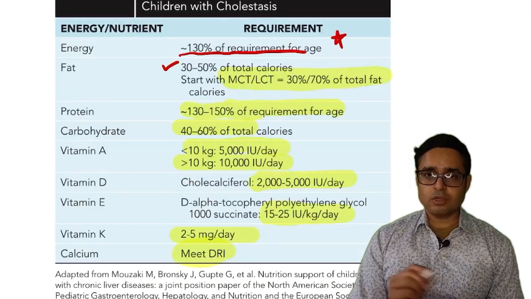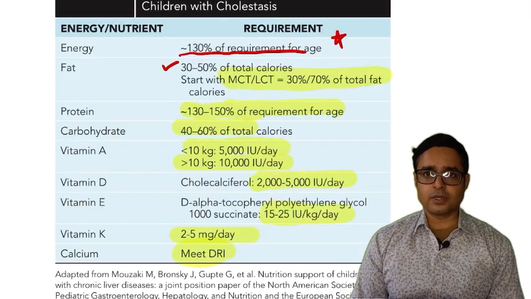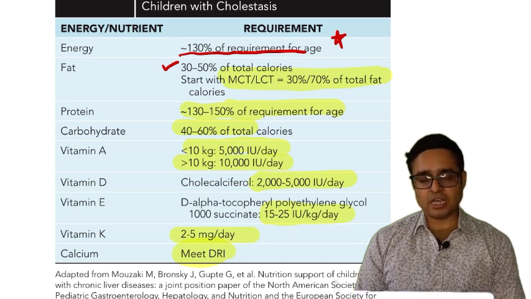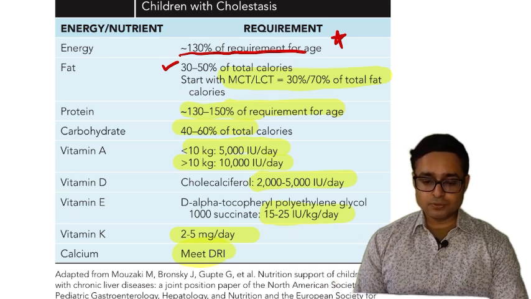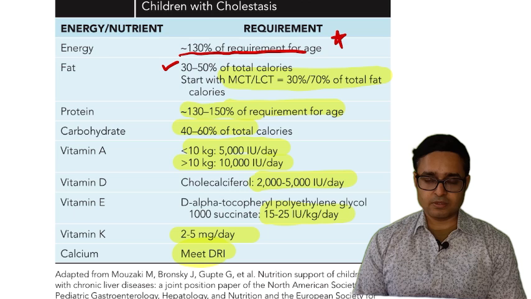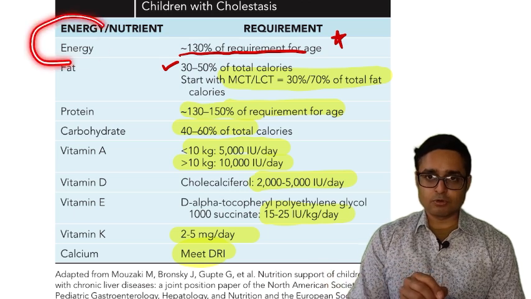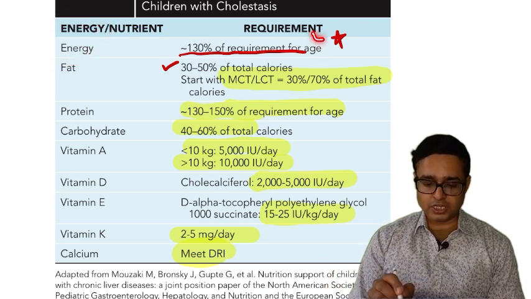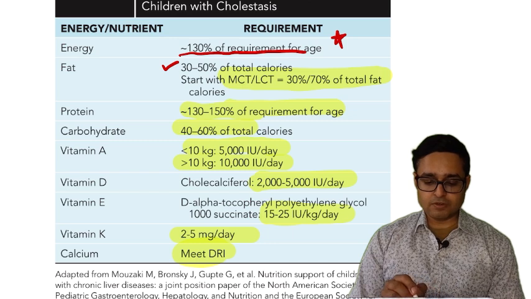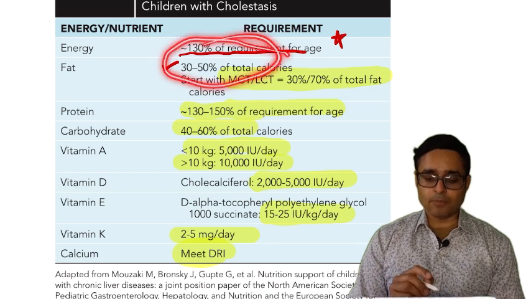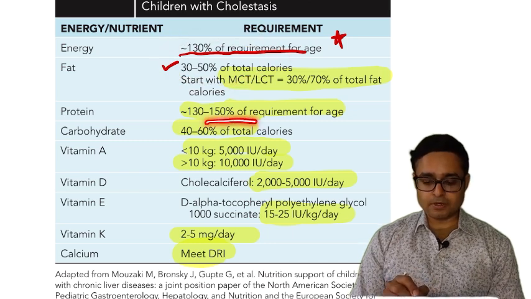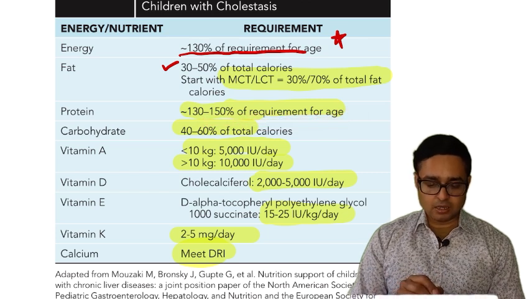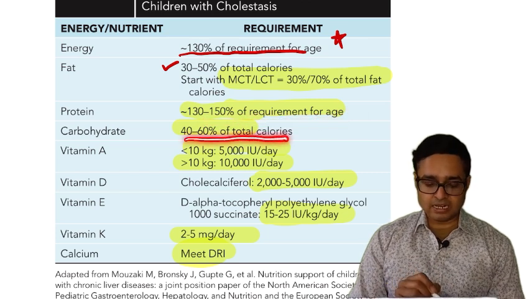If the neonate presents with neonatal cholestasis, that is conjugated hyperbilirubinemia, we have to give nutrition support. This is very important. Energy should be more than 130% of that required for age. Fat should be 30 to 50% of total calories. Protein should be 130 to 150% of the requirement for age. Carbohydrate 40 to 60% of total calories.